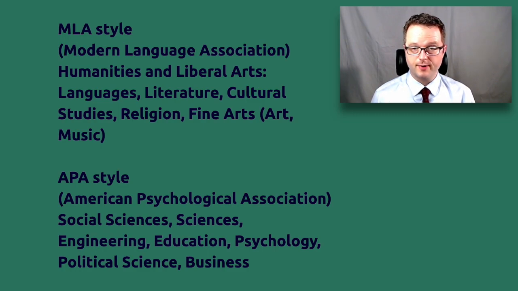Now, which majors are the humanities and liberal arts? Any languages major, literature, cultural studies, religion, fine arts, and that means things like art or music or film. Okay, those are the best known MLA style humanities majors. Okay, so if you're taking a class in those majors, or if you have one of those majors, in the class you might have to use MLA style. And in this class, I'm asking you to use MLA style because that's the style of publishing in your major.